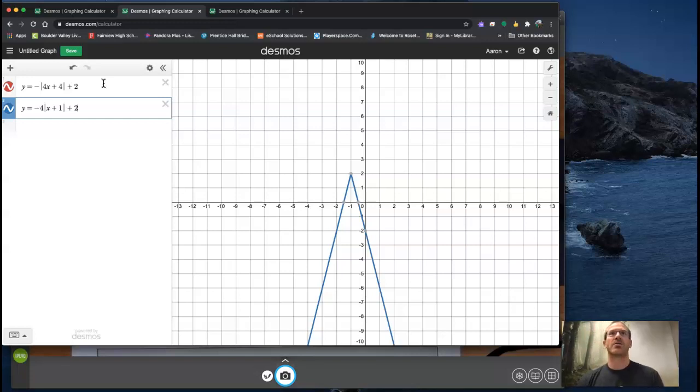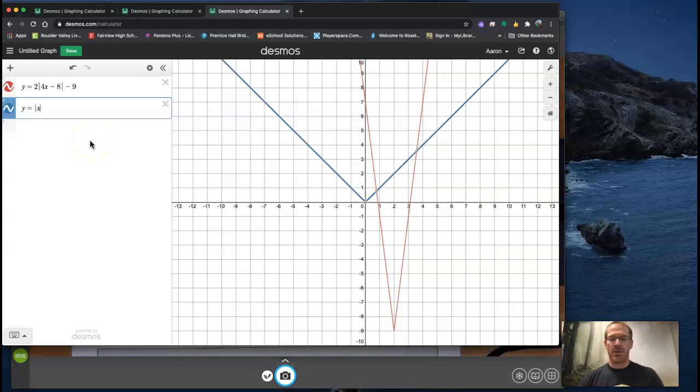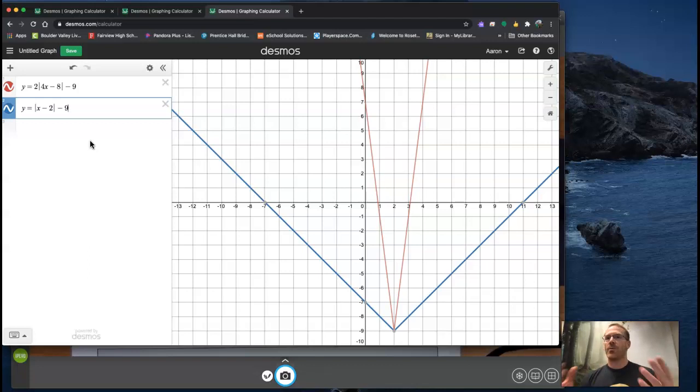All right, so let's make sure on C that I typed it incorrectly. Oh, I did type it incorrectly on C. All right, and then once again, if I start with what I know, I can see with my HK here that I have a vertex at 2, negative 9. So I know it would look like that.